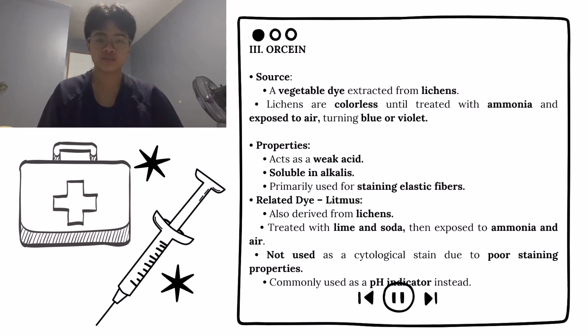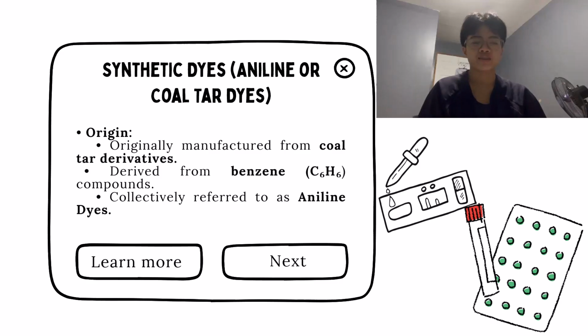Orcein. Source: a natural vegetable dye extracted from lichens. Lichens are originally colorless but turn blue or violet when treated with ammonia and exposed to air. Properties: acts as a weak acid and is soluble in alkalis, mainly used to stain elastic fibers in tissues. A related dye, litmus, is also derived from lichens but treated differently. Not used for cytological staining due to poor staining ability. Commonly used as a pH indicator.